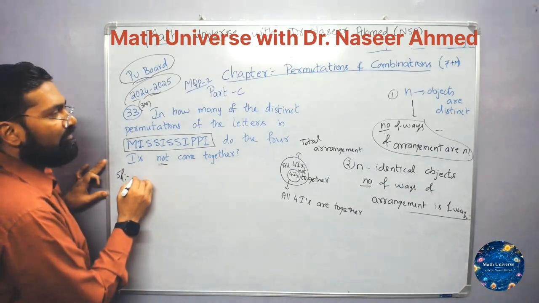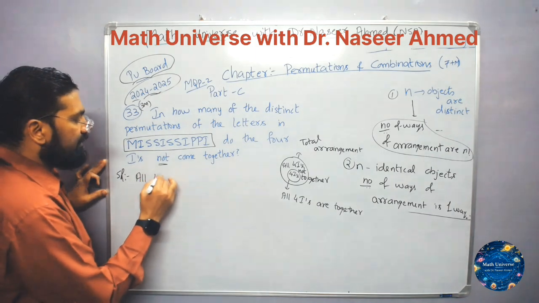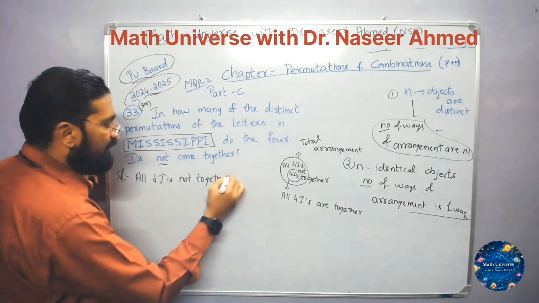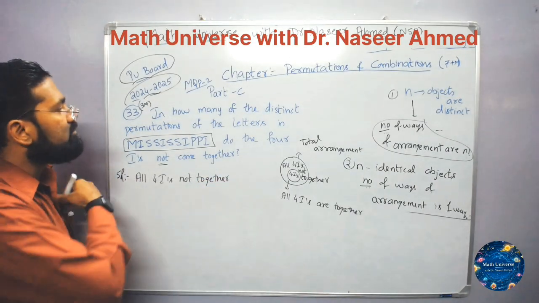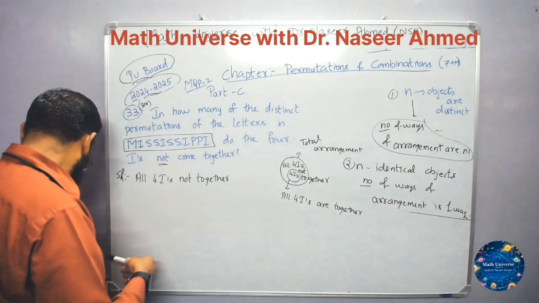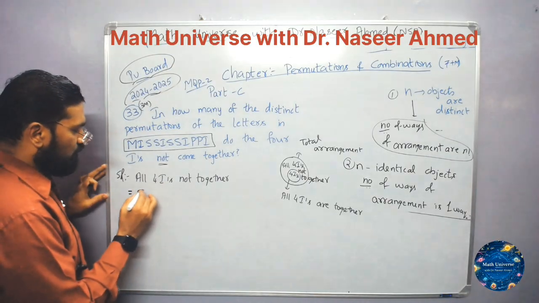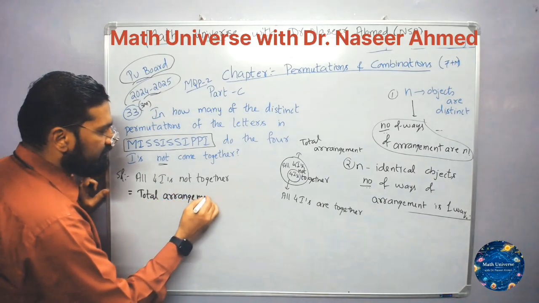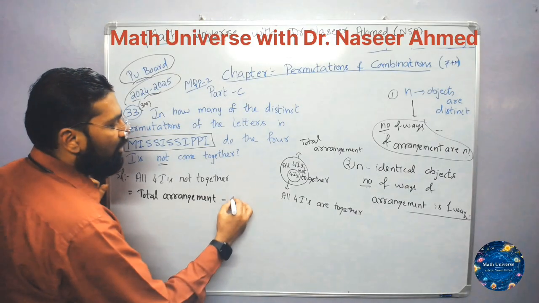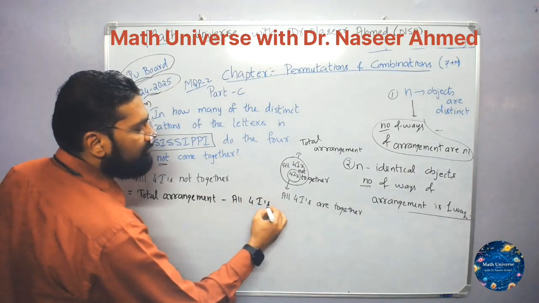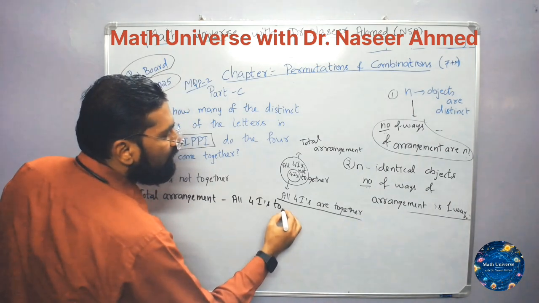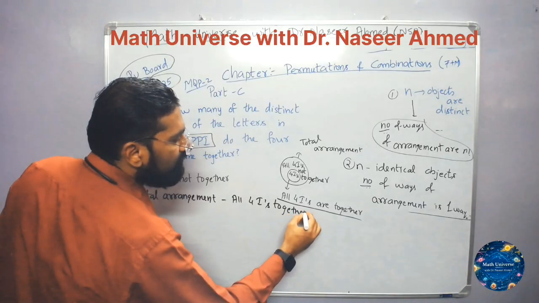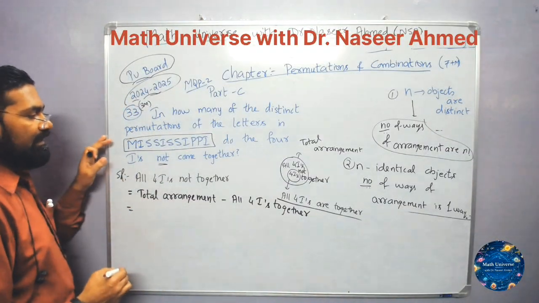So we want all 4 I's not together. Not together is the same as total arrangement minus all 4 I's together. So that's fine. Total arrangement in the word Mississippi.